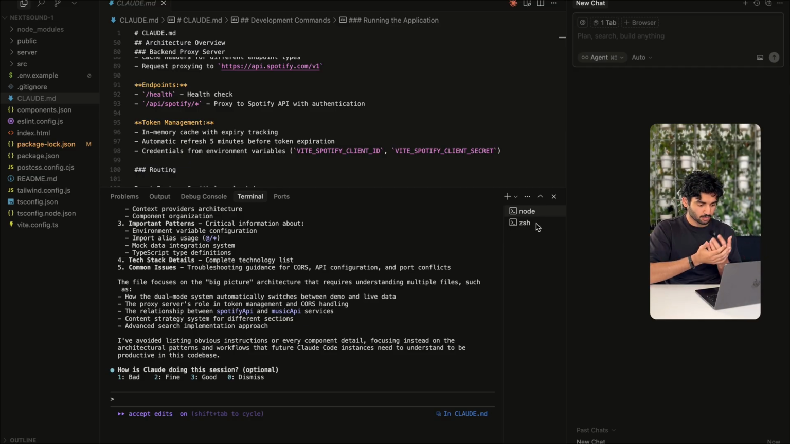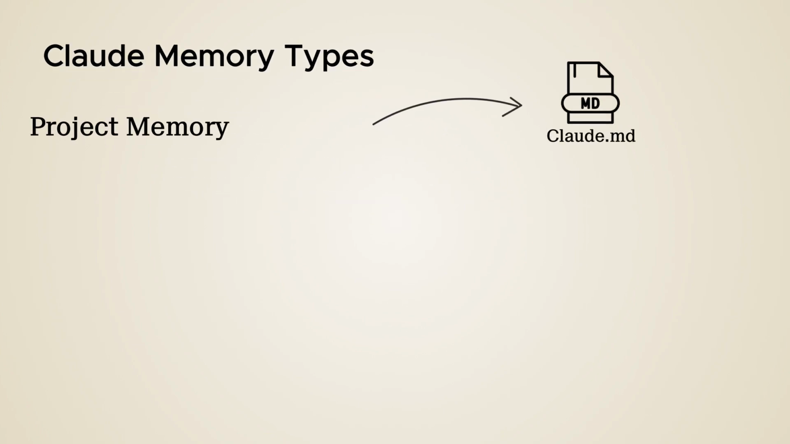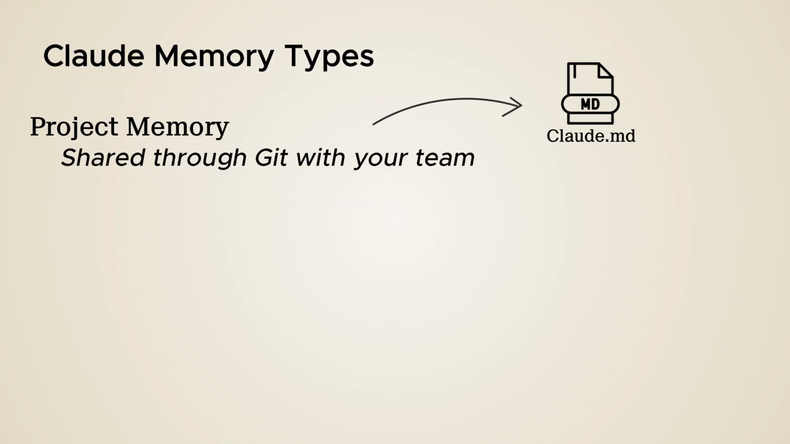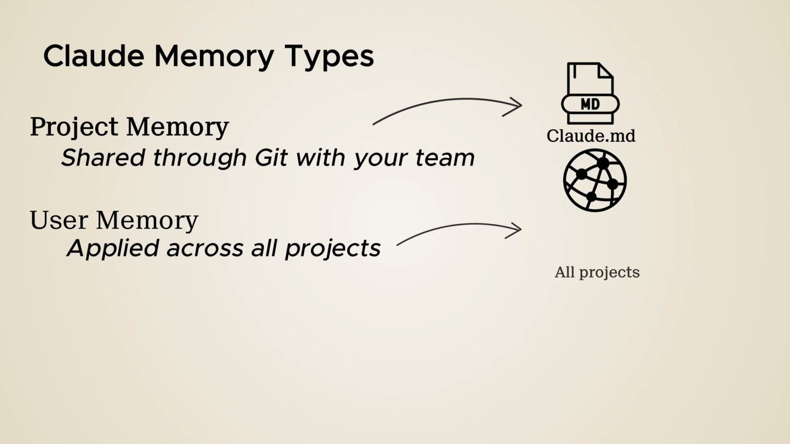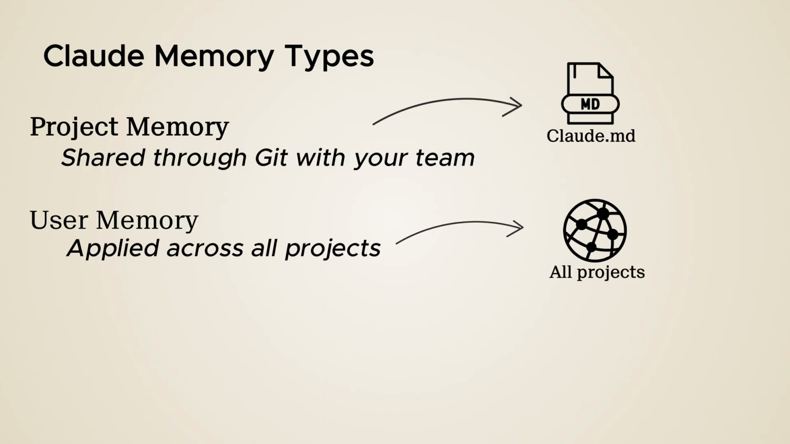Now, as I said, it's a memory file for Claude, but Claude actually has multiple memory types. We have project memory, user memory, and local memory. Now, project memory is stored in your Claude.MD, and that is shared with your team through Git. So it's what keeps Claude consistent for this specific project. User memory, this is global memory. So that's going to follow you across all your projects. For example, always explain code in simple terms to me. That's going to be covered across all the projects that you do.